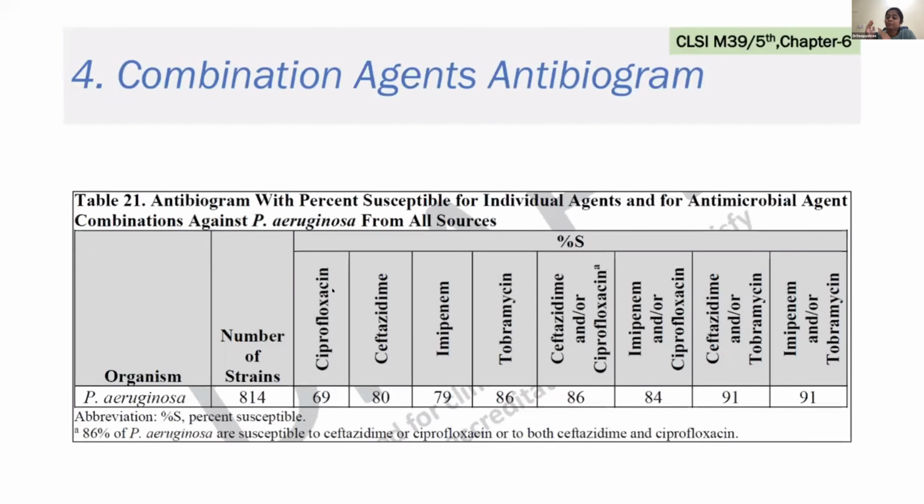How do we do this? In this example, first we'll take ceftazidime or ciprofloxacin. You can see the word, it is "and/or". What is the meaning of that? If ceftazidime is sensitive and ciprofloxacin is resistant, you consider it for this. If ceftazidime is resistant and ciprofloxacin is sensitive, again you consider it in this. Or both are sensitive, you consider it in this column. There are three scenarios. It should be either one sensitive or both sensitive, you consider under this. That is why you can see the ceftazidime ciprofloxacin combination has a higher number than the individual agents.